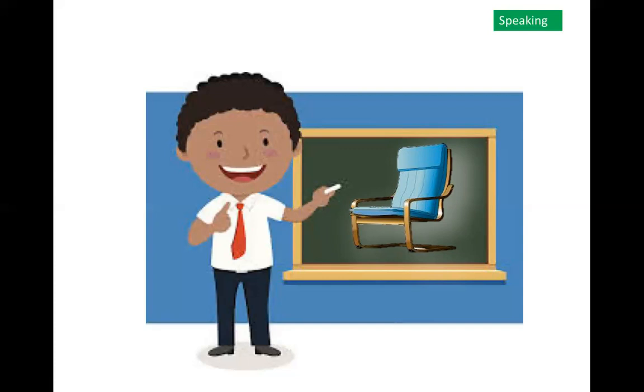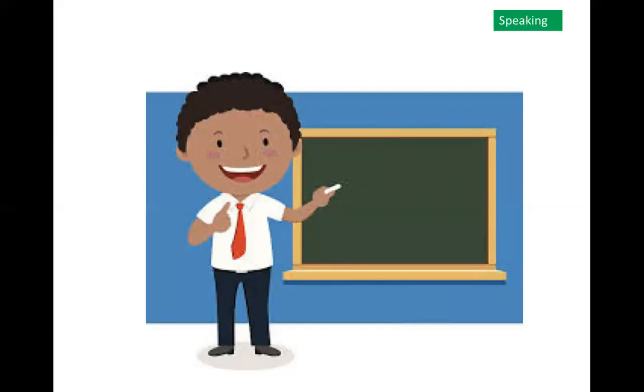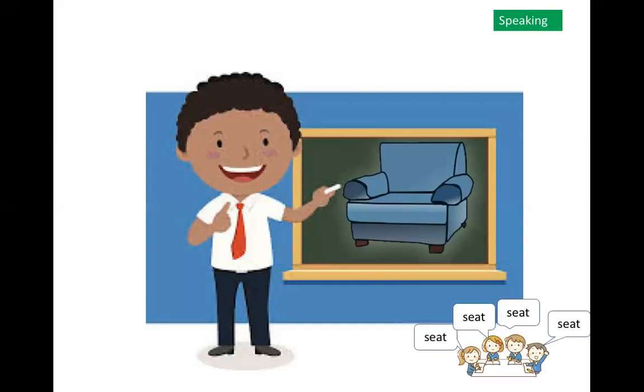So you put up the picture, you signal, and the kids will say seat. You put up another picture of the same object, you signal, the kids will say seat. So again, once is not enough. You need to do this more than one time for the students to learn it.